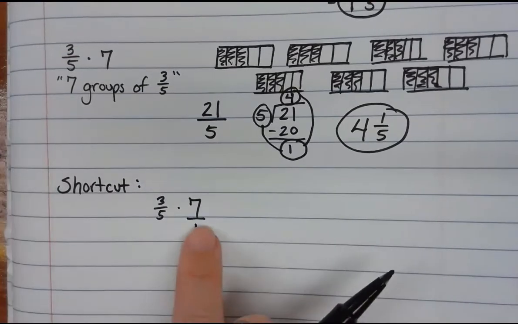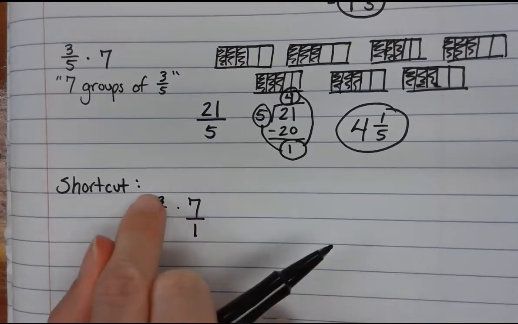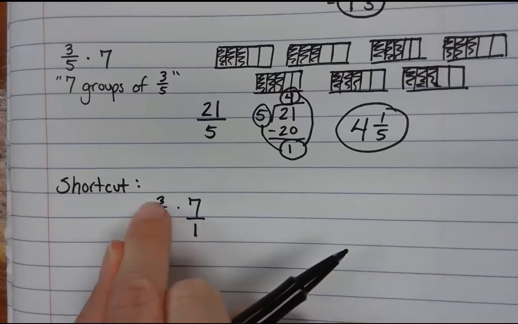So I'm just going to very simply, when I see a whole number, put it over 1, because, of course, 7 over 1 is the same thing as just 7. That ensures that everything here is lined up. So can you see what we're going to do here?